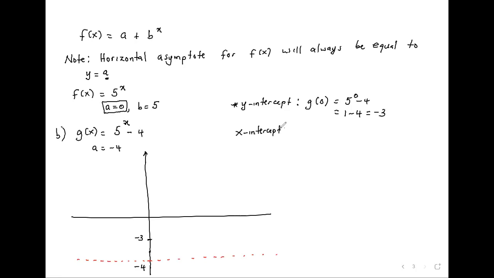To get the x-intercept, you equate g to 0. Let g of x be equal to 0. So we'll have 5 power x minus 4 is equal to 0. We have equated the whole g to 0. So now we have 5 power x is equal to 4. Now we need the value of x.